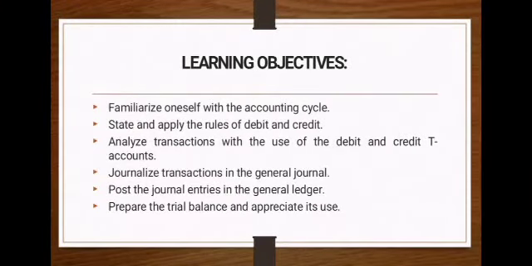Learning objectives. Familiarize oneself with the accounting cycle. State and apply the rules of debit and credit. Analyze the transactions with the use of the debit and credit T accounts. Journalize transactions in the general journal. Post the journal entries in the general ledger. Prepare the trial balance and appreciate its use.